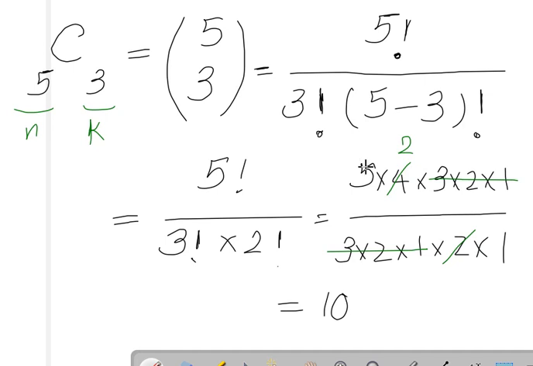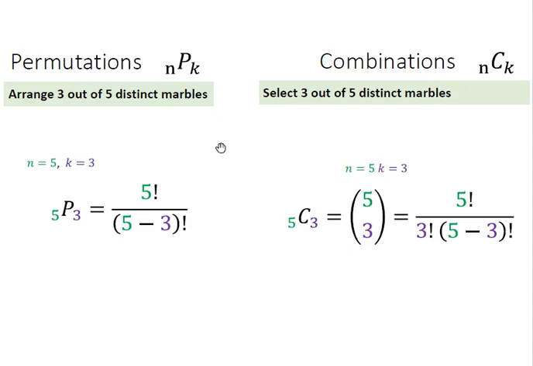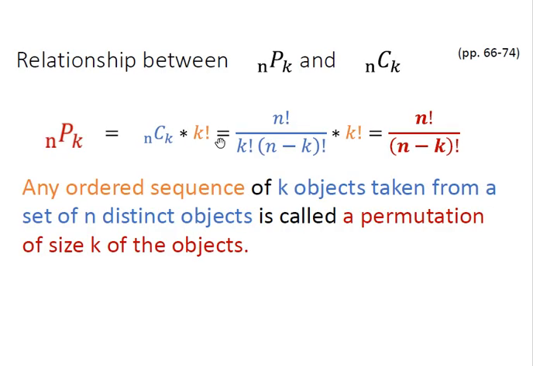Also, you can use a calculator for computing combination and permutation. You can check with your calculator. But now, what is the relationship between permutation of k objects out of n distinct objects and combinations of k objects out of n distinct objects?